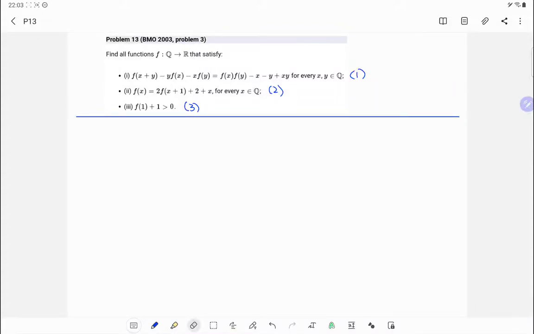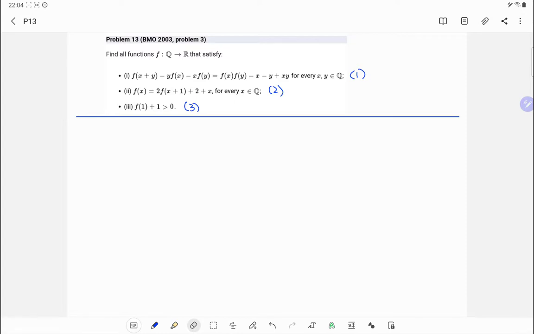Take a look at another functional equation. This problem is chosen from the Balkan Mathematical Olympiad 2003. I think it is fairly simple because you probably will guess the solution easily. It says: find all functions f from the rational numbers to the real numbers that satisfy three conditions.